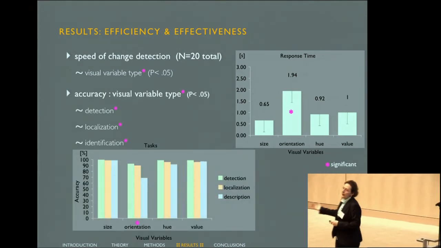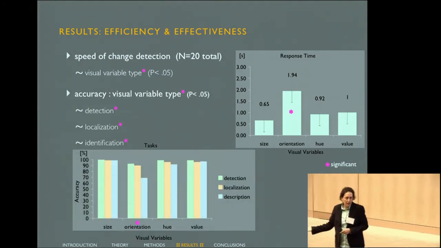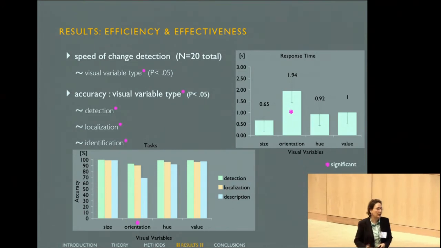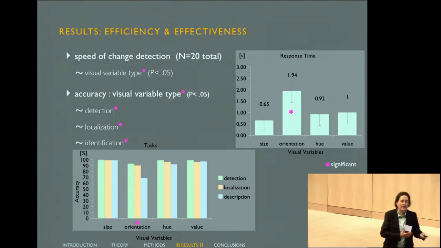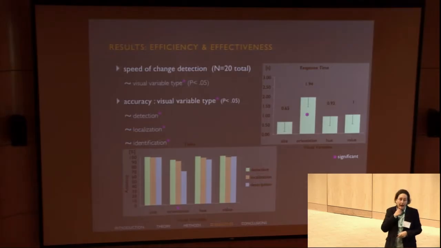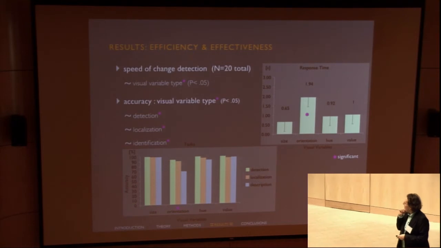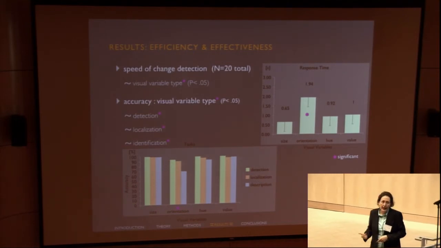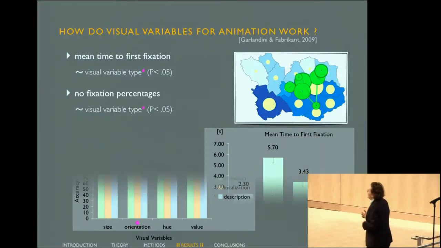And then when we ask people not only can you see a change, but also tell us what changed, localize the change, tell us what exactly the attribute of change is, then you can also see that orientation is not performing that well. So in this particular case, size was really the best variable.